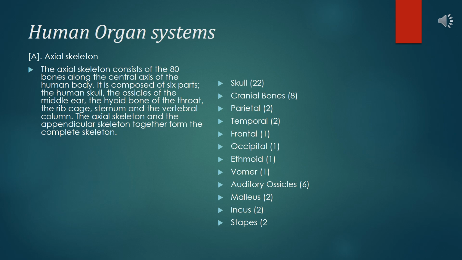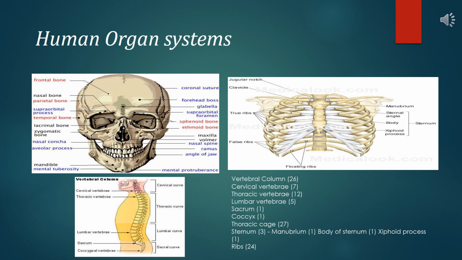Skull 20. 2 cranial bones, 8 parietal, 2 temporal, frontal, 1 occipital, 1 ethmoid, vomer, 1 auditory ossicles, 6 molars, 2 incus, 2 stapes, 2 vertebral column 20, 6 cervical vertebrae, 7 thoracic vertebrae, 12 lumbar vertebrae, 5 sacrum, 1 coccyx, 1 thoracic cage 20, 7 sternum, 3 manubrium, 1 body of sternum, 1 xiphoid process, 1 ribs 24.